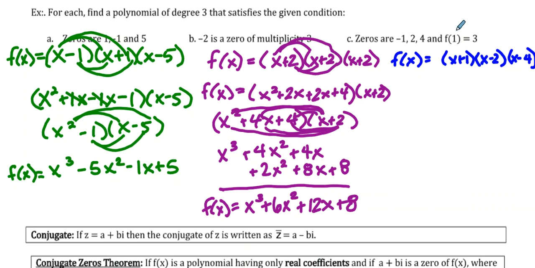Now what they're telling me here is that if I put 1 for the x, I'm going to get a y of 3. So I'm just going to test that out mentally here. If I put in 1 here, 1 plus 1 is 2, and then 1 minus 2 is negative 1, and 1 minus 4 is negative 3. When I multiply these, I don't get 3, so there's something missing from my equation. So I'm going to erase that.